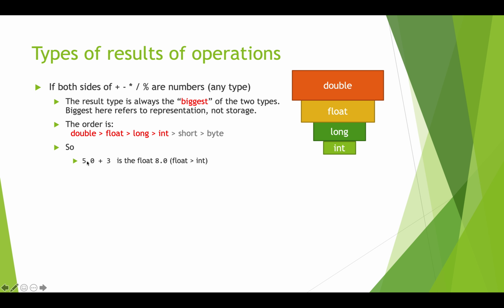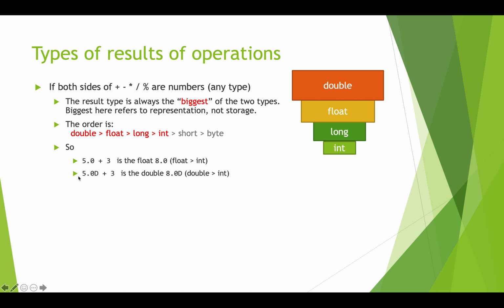So if we have 5.0, which is a float, plus 3, which is an integer, that is going to do the addition. We're going to get 8. It's going to be a float, though, because float is bigger than int. Okay. If we have 5.0d, which means this is a double, this is the really big type, and we add 3, an int, well, double is bigger than an int. The result is going to be a double.